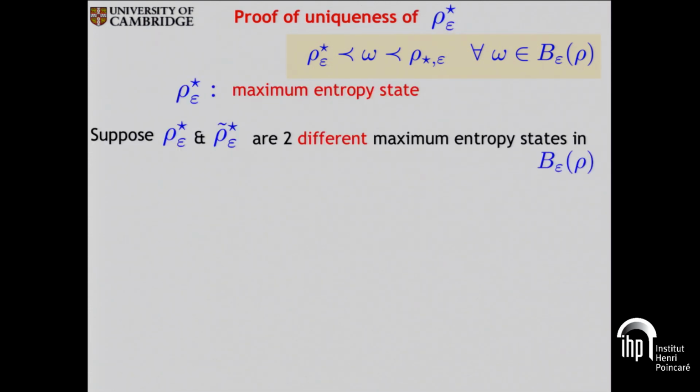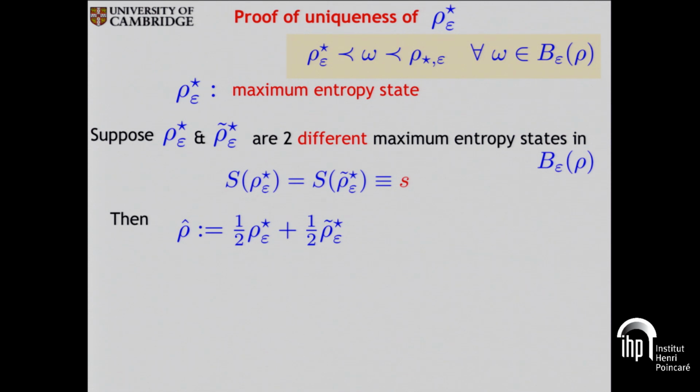Okay, so let's quickly go through the proof of uniqueness, because it's very, very simple. So rho star is the maximum entropy state. We want to say that it's a unique maximizer. To do so, let's assume the contrary. Let rho upper star and rho tilde upper star be two different maximum entropy states. So their von Neumann entropies are equal, and let that value be equal to S.